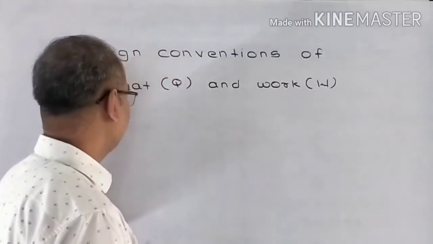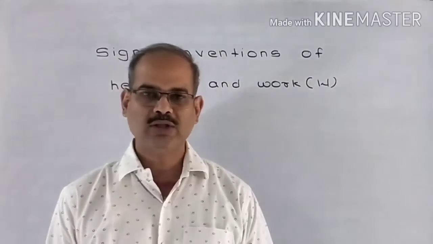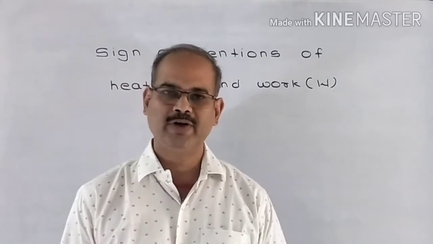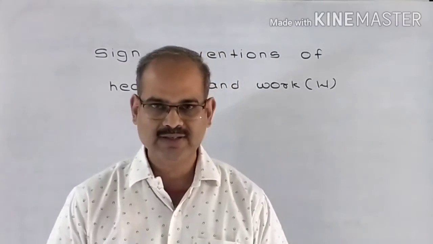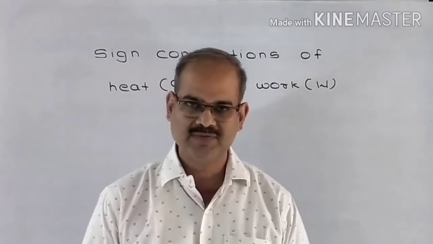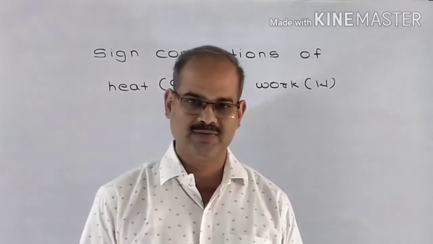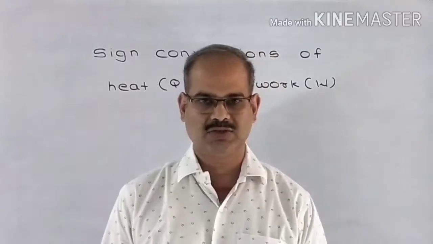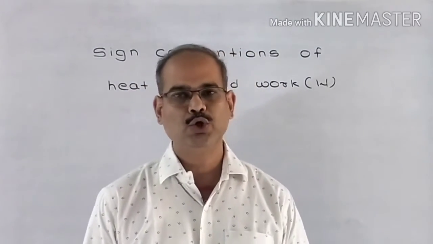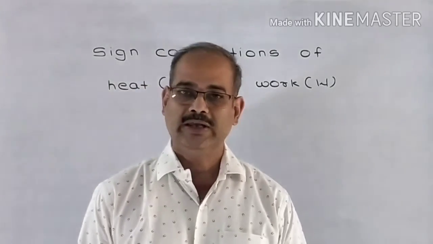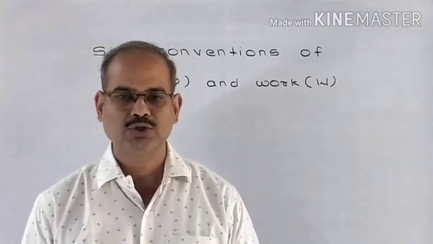Now let us understand the sign conventions for heat and work. We know that heat and work are different forms of energy. So if the energy of the system increases, then it will get a positive sign, and if the energy of the system decreases, then it will get a negative sign. Suppose there is a system which absorbs heat, meaning energy of the system is increasing, so Q will have a positive sign. If there is a system which releases heat, the energy of the system decreases, so Q will have a negative sign.